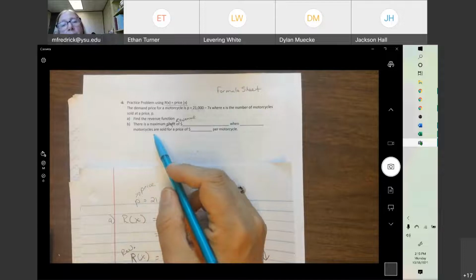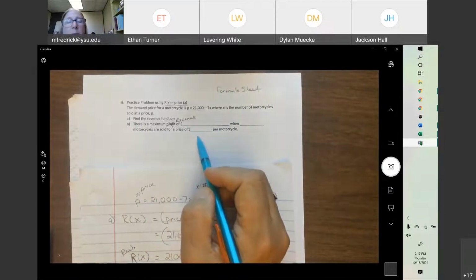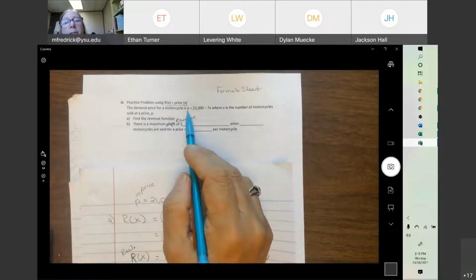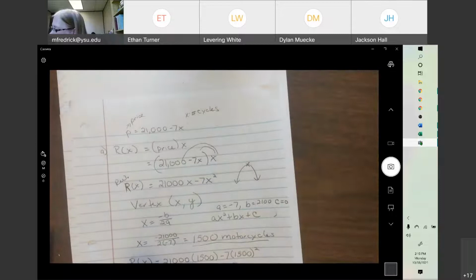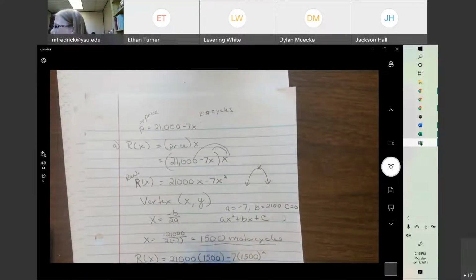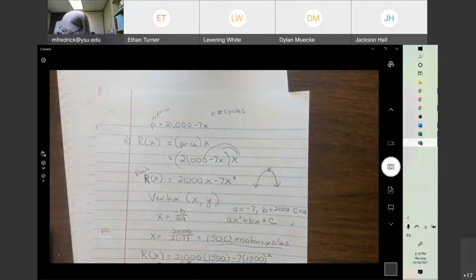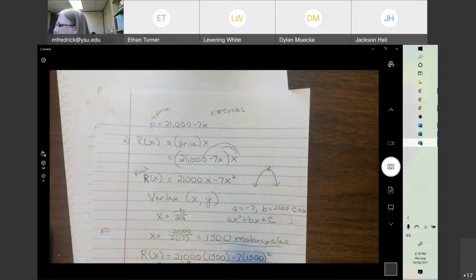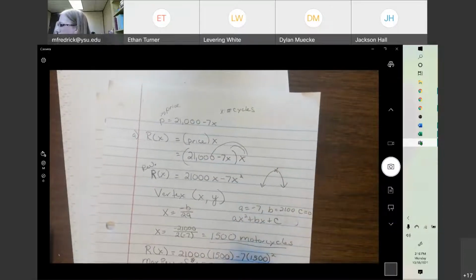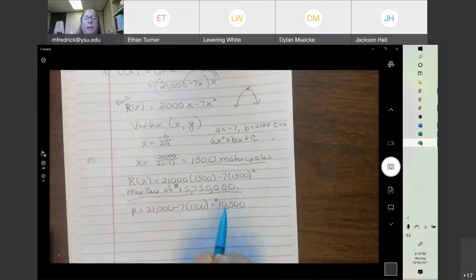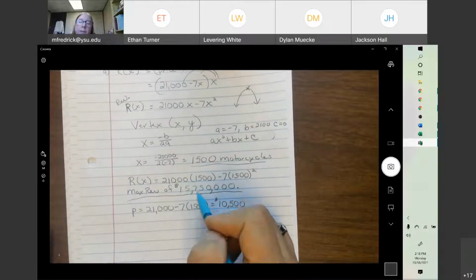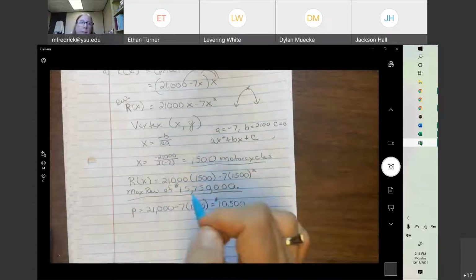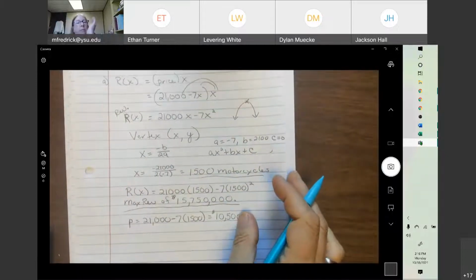When 1,500 motorcycles are sold for a price of, we have to find the price. Well, we had a price equation right here. So we can plug our 1,500 in for our X. So we'll sell our motorcycles for $10,500 each. We will sell 1,500 motorcycles and make a revenue of $15,750,000. You'll definitely see this on the in-class exam. Any questions on it?